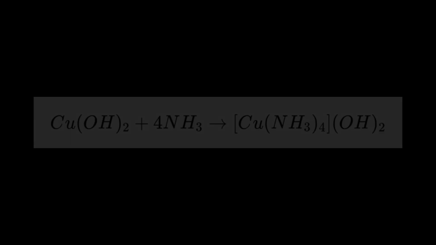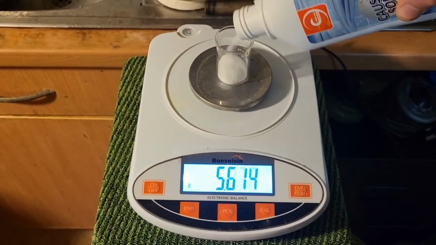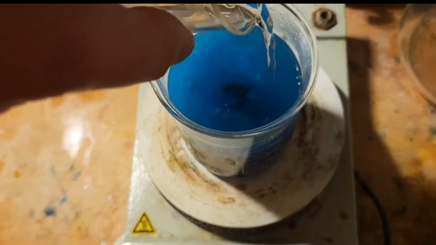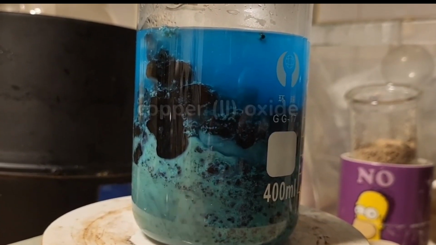We first need to prepare a batch of copper 2 hydroxide by reacting copper 2 sulfate with sodium hydroxide. Just to demonstrate, you don't want to do this when the solution is hot or too concentrated, as you will form copper oxide instead, or a mixture of the two, as you will see here.